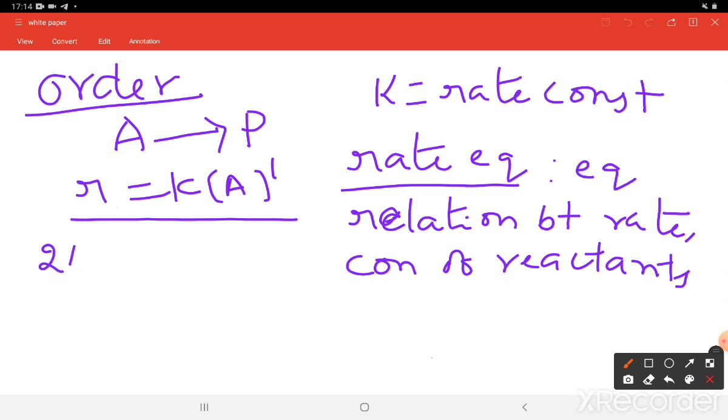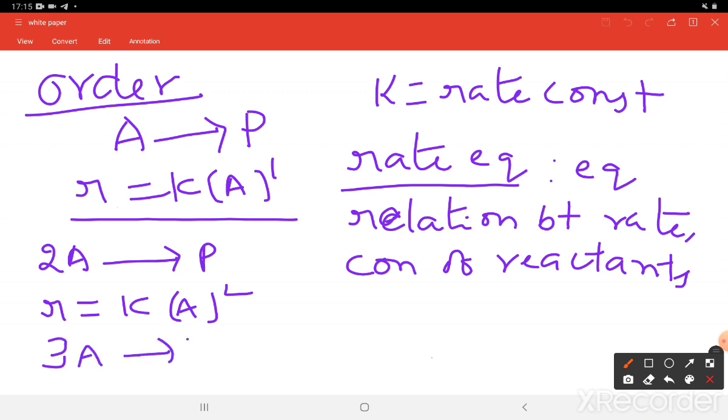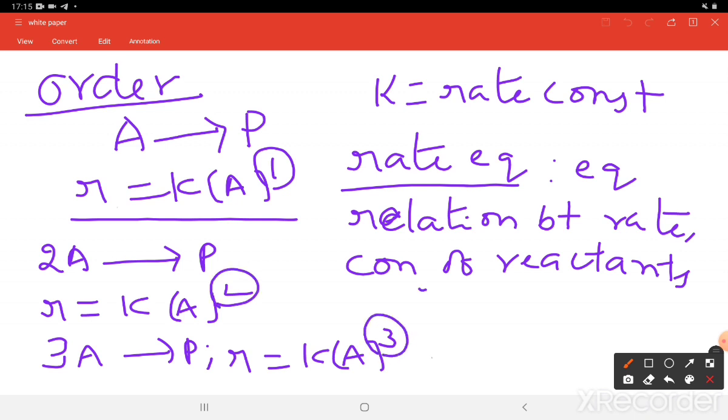For example, take this reaction, 2A gives rise to products. We will write R is equal to K A concentration power 2. For example, 3A gives rise to products. For this reaction, R is equal to K A concentration power 3. Here the power 1 is called order of reaction. In this reaction, 2 is called order. Here 3 is called order.